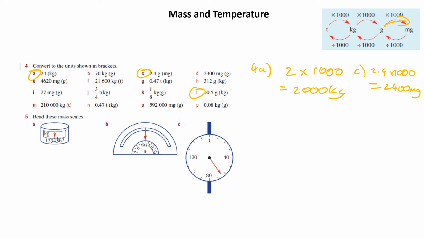What about L? Okay. I'm going to go from grams to kilograms, so I'm going in this direction now. I'm going to go 10.5 divided by 1,000, and that's going to give me 0.0105 kilograms. Okay, so that's how you do a question like that.